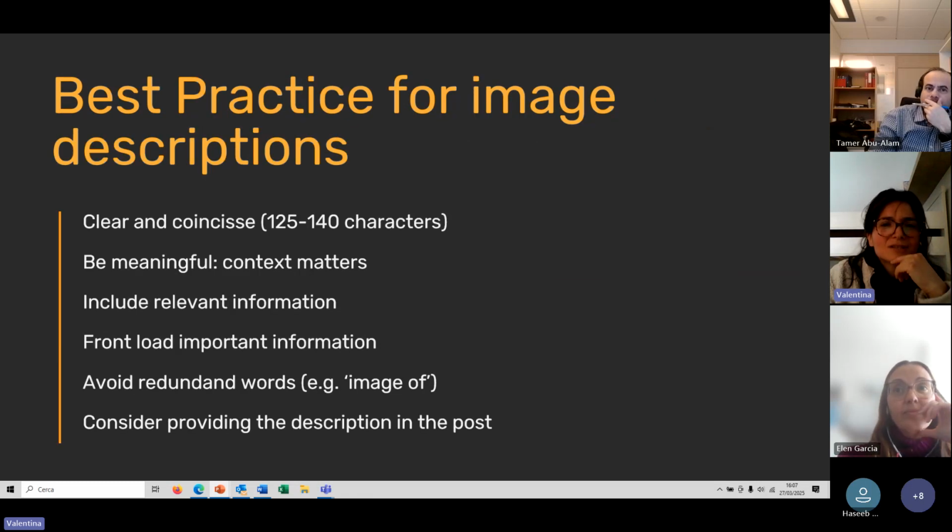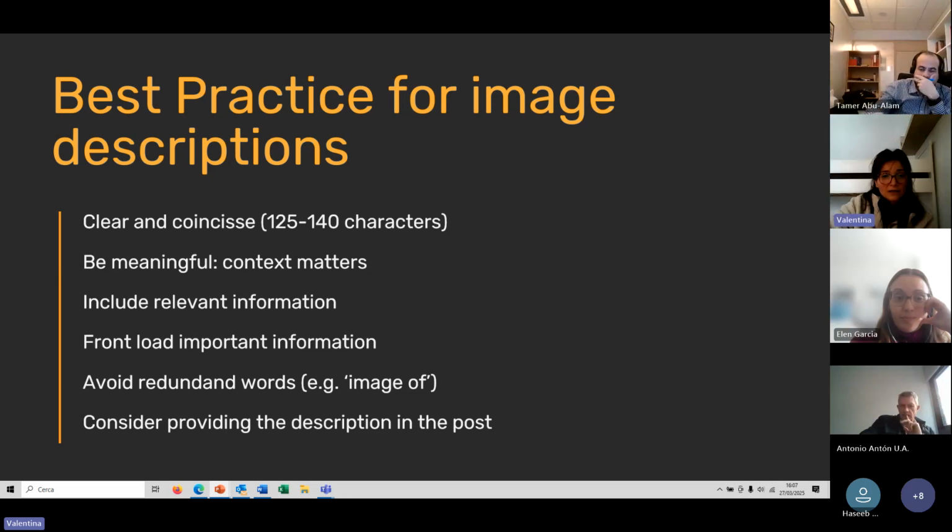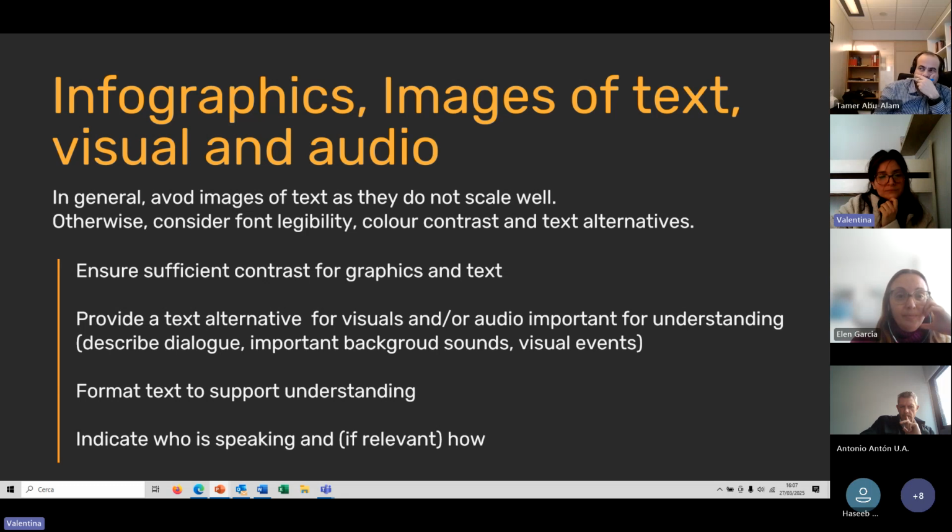Yeah, and then there's the description for the image. It's also very important. So every time you are uploading or sharing an image, remember this. Just try to be clear and concise when you create this description, avoid redundant words, and consider also providing this description in the post. It's also an option. So this is in general.